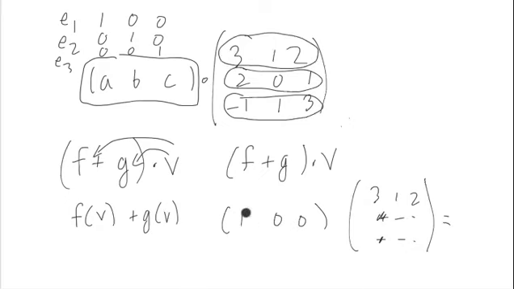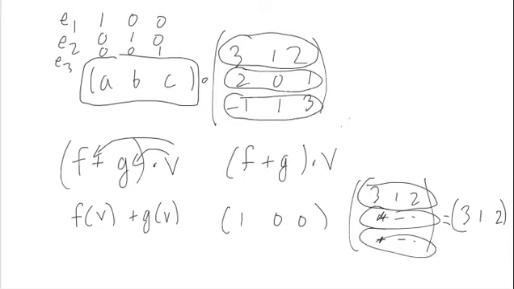So this picked out the first row. So E1 is sent to the first row. E2 is sent to the second row. E3 is sent to the third row. So this is a row interpretation of matrix multiplication. It works just as well. Let's look through an example.